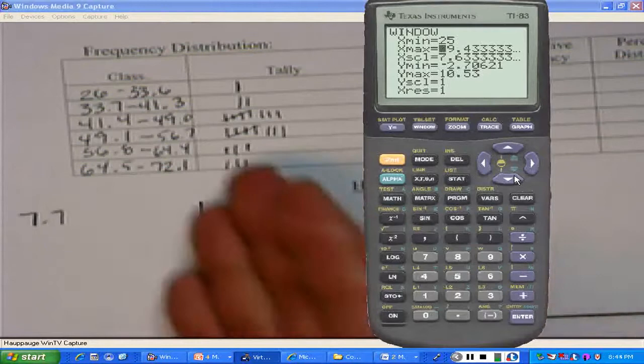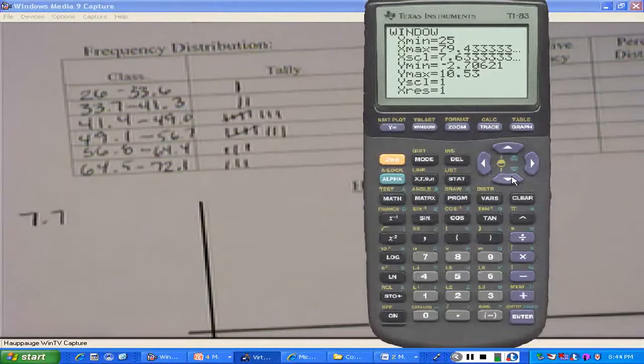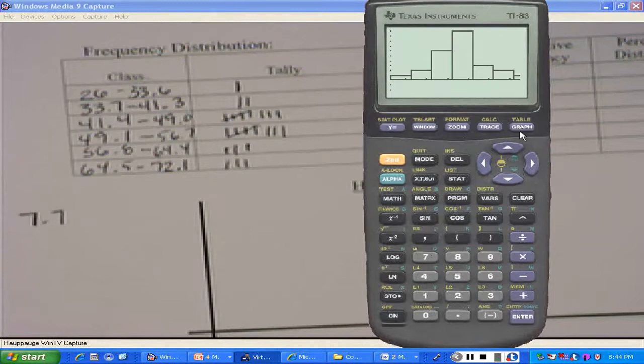Okay, and then we had 72. We can make what? 73 or something like that? A little bit ahead? I just put 73. Okay, what was our scale? What was our class width? 7.7. Now we graph it.